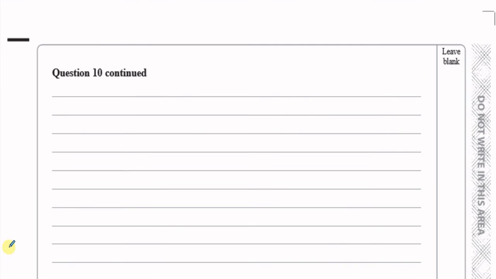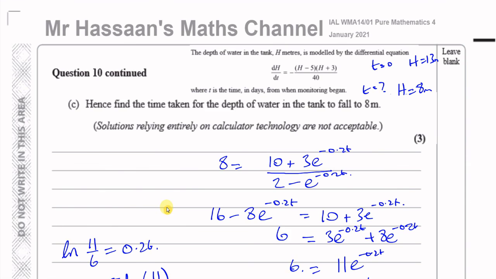That was the last part of the question, and that was the last question on the paper. So that completes P4 of January 2021 International A-Level Edexcel.